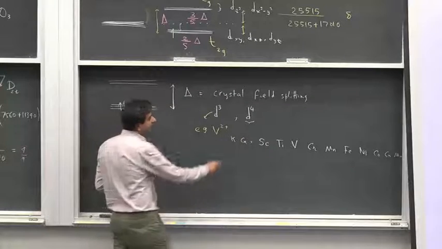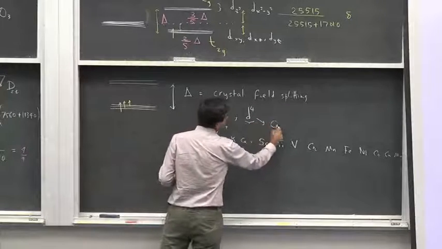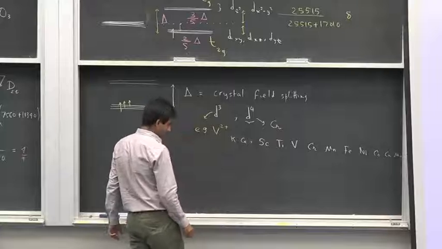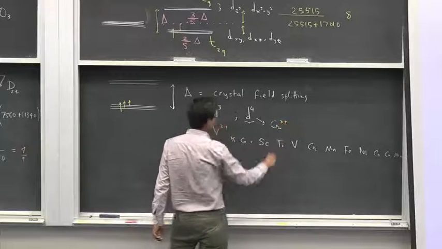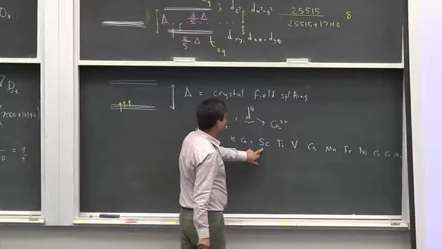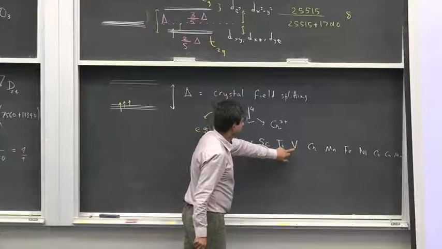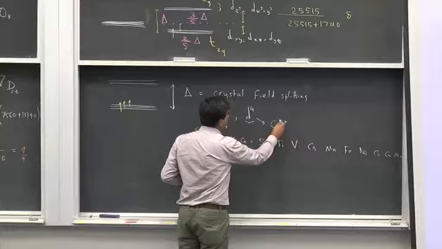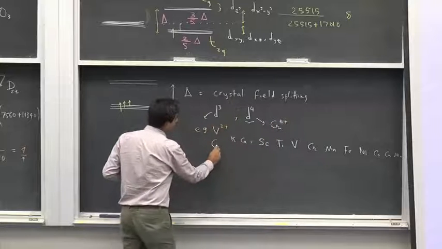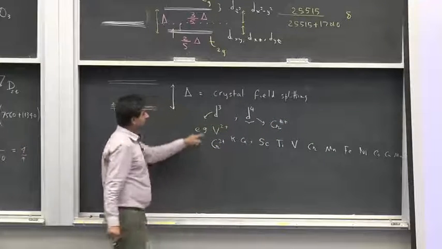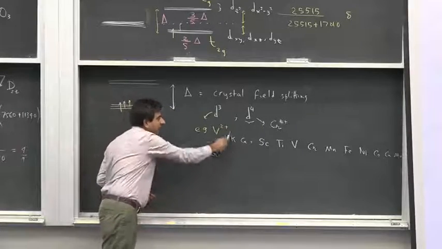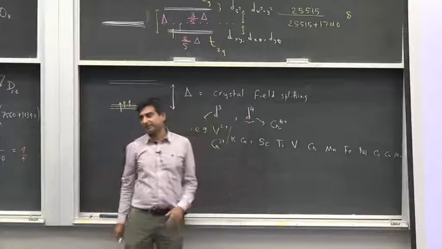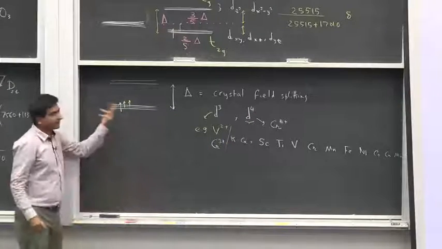D4 could be chromium 3 plus. 2, 3, 4. Chromium 2 plus. This could be chromium 3 plus as well. D3 is chromium 3 plus as well. So vanadium 2 plus, chromium 3 plus, both of them are D3. Chromium 2 plus is D4. So you have 3 electrons and they go in here.